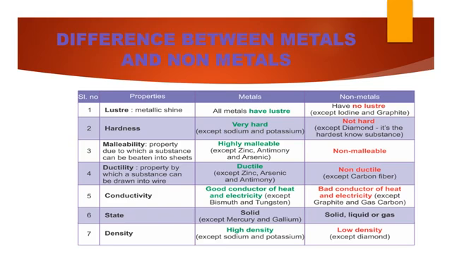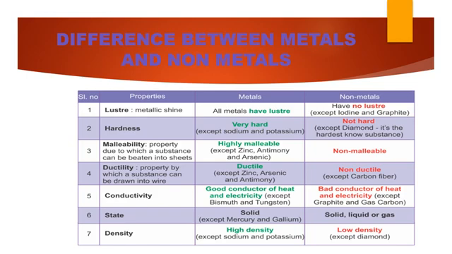The third property is malleability. Malleability means we can make metals into sheets. Metals are highly malleable except zinc, antimony and arsenic. These are the three metals that are not malleable. Non-metals are non-malleable. We cannot spread them into a sheet.